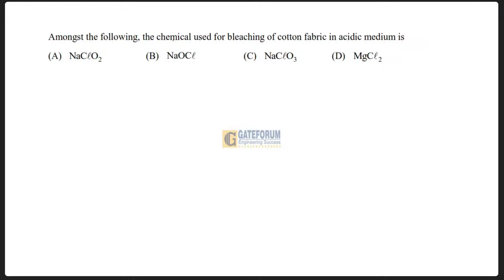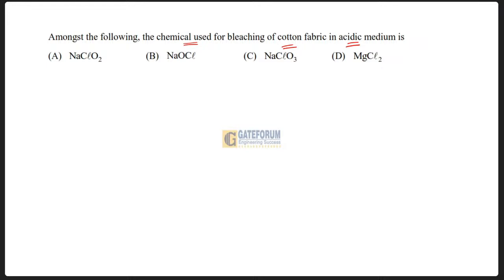Starting with the very first question. It says: among the following, the chemical used for bleaching of cotton fabric in acidic medium is. So bleaching of cotton, why it is done, or what are the different things that need to be done in this aspect. You should know for all these formulations what the function of bleaching is, and how bleaching is done effectively.